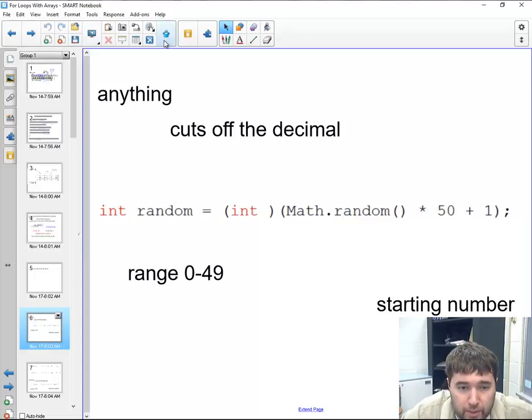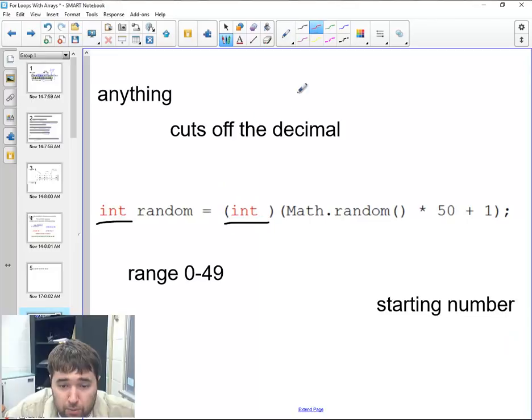Hello class, today what we'll be doing is random numbers. With random numbers, what we have to know is there's three key things. We have the variable type that we want it to be, we have the range, and we have the starting number. So the starting number, if we are giving, this would be a range from 1 to 50.